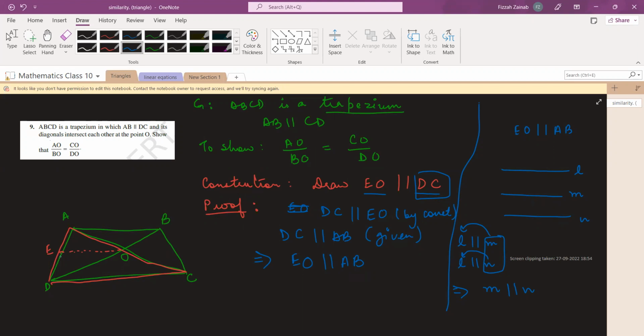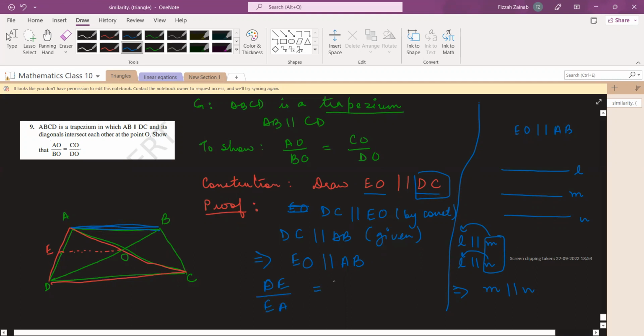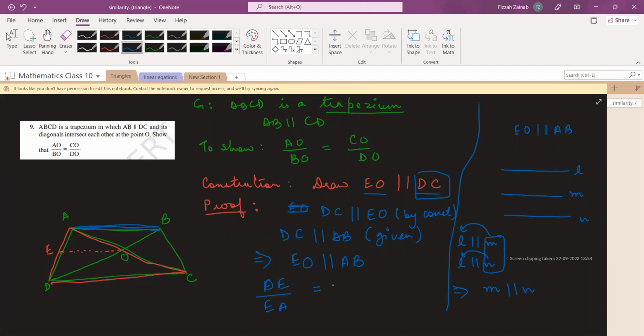So if I want to use BPT, how will I write it? If EO is parallel to AB, just look at it like this is the base this time. So I will write that DE upon EA is equal to AO upon OC. Or rather, I should use the term as in the proof, DO upon OB. Instead of OD, I should write DO, so you don't get confused. So BO, correct? Is this understood, everyone?